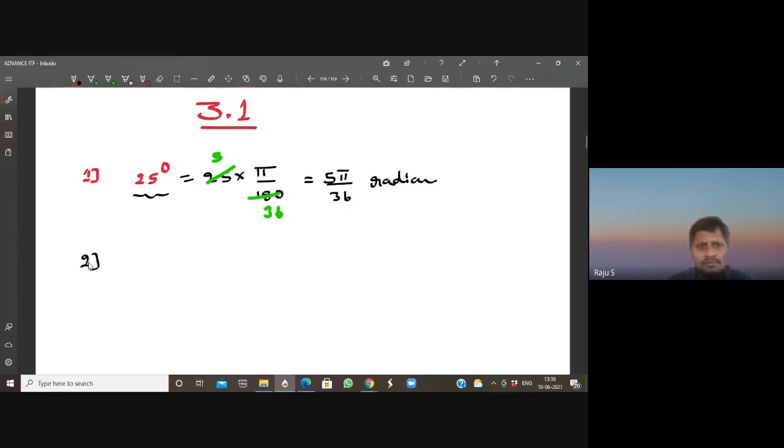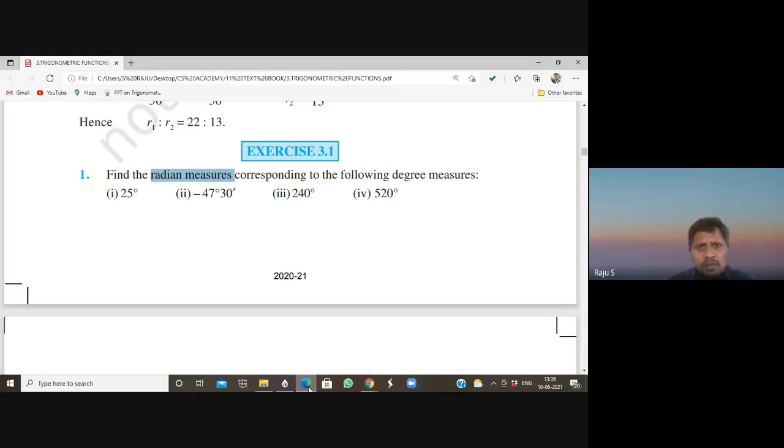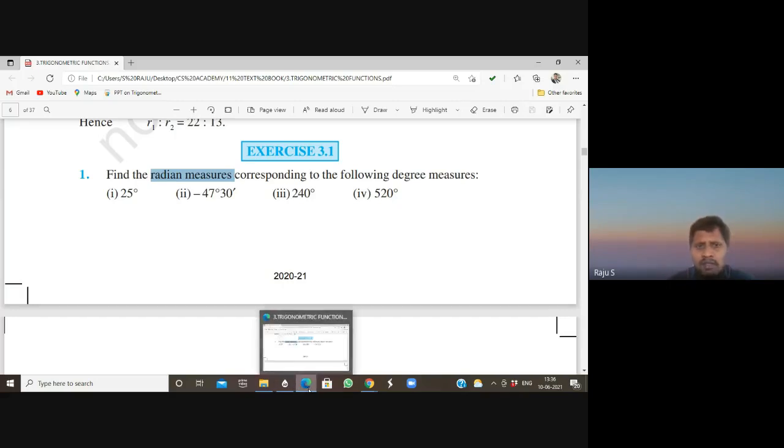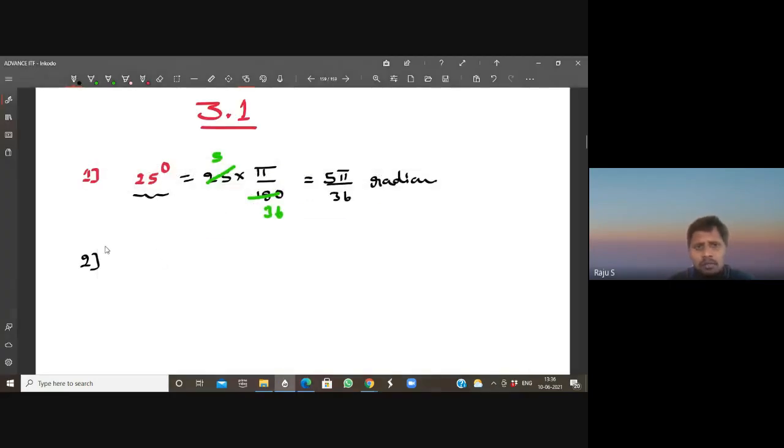Second one. What is the second one? Minus 47. Before doing the second one, all of you do the third and fourth. I'll explain the second. Third one, 240 degrees. 240 into pi by 180. Immediately multiply by pi by 180, because here we are converting into radians. Radian means pi should be in the numerator. Now the zeros get cancelled.